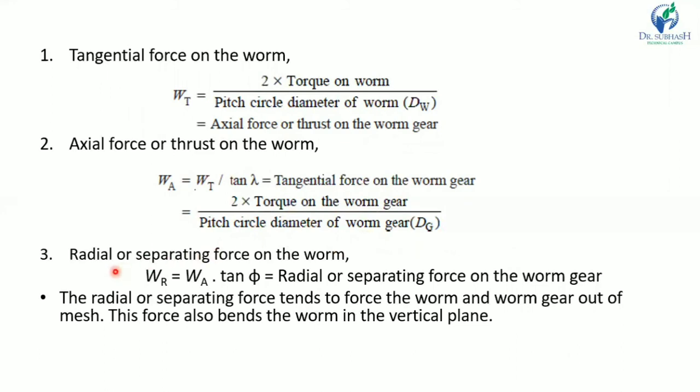Now the radial or separating force on the worm. WR is equal to WA tan phi, which is equal to the radial or separating force on the worm gear. The radial or separating force tends to force the worm and worm gear out of mesh. So this force also bends the worm in the vertical plane.